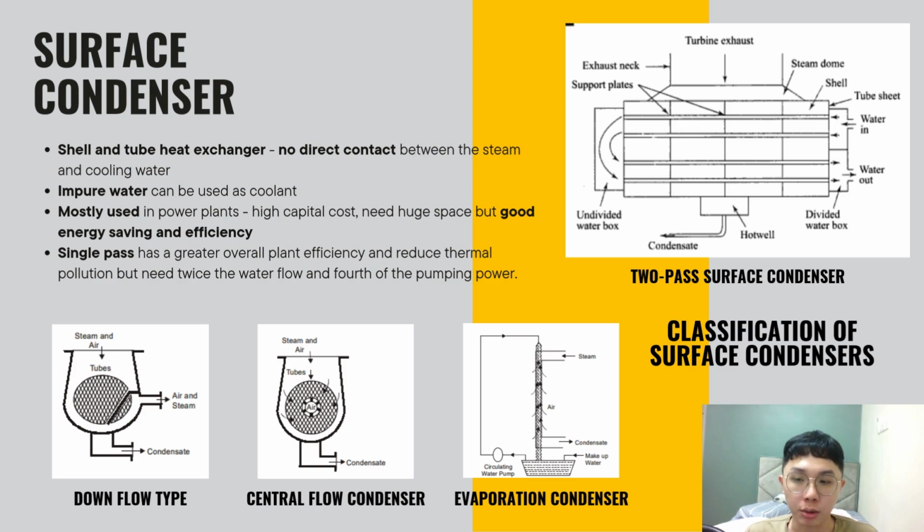The last one is the evaporative condenser. In this condenser, the steam to be condensed is passed through a series of tubes and the cooling water falls over the tubes in the form of spray. A stream of air flowing over the tubes increases the evaporation of cooling water, which further increases the condensation of the steam.